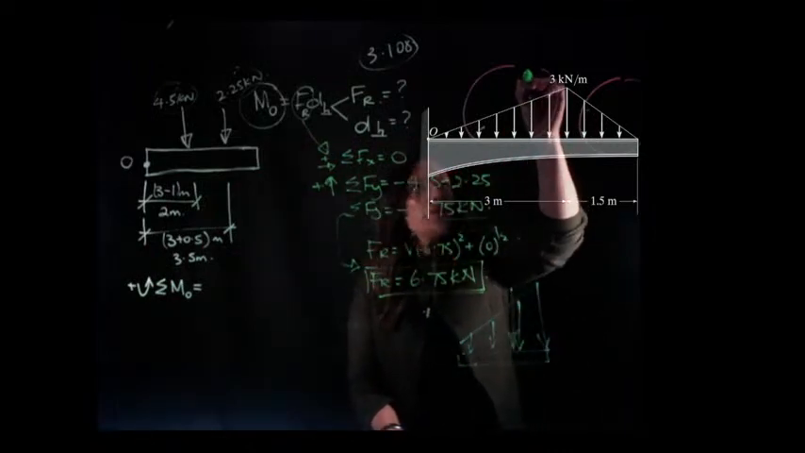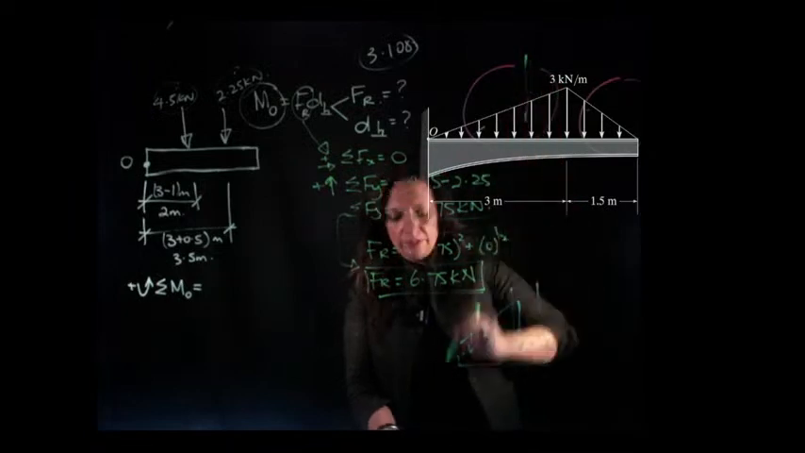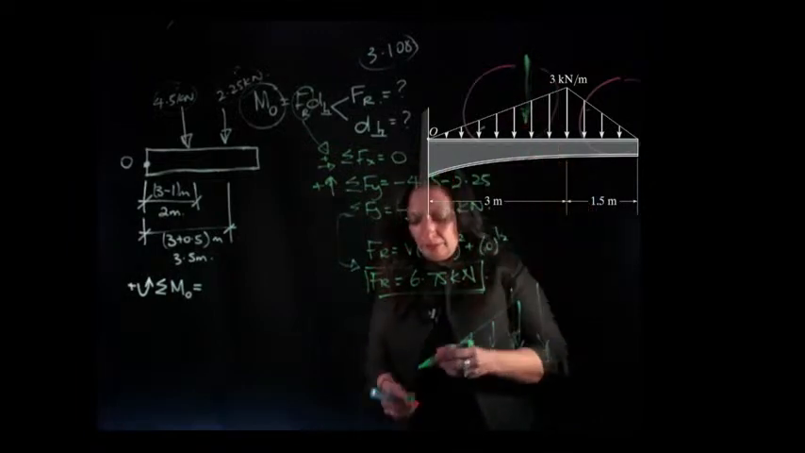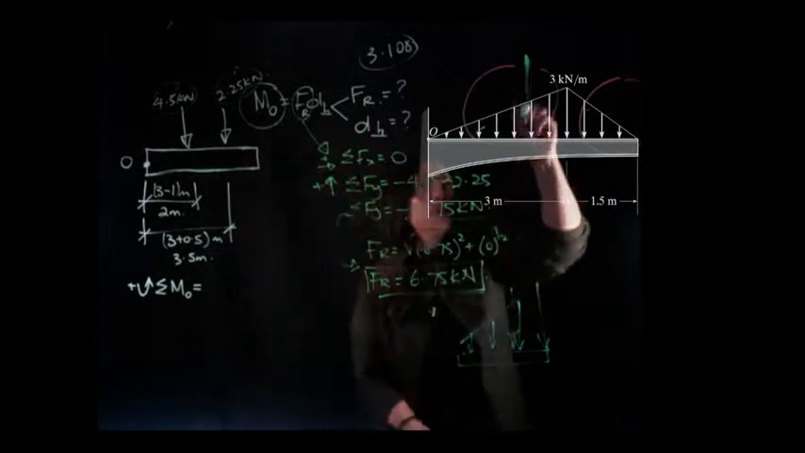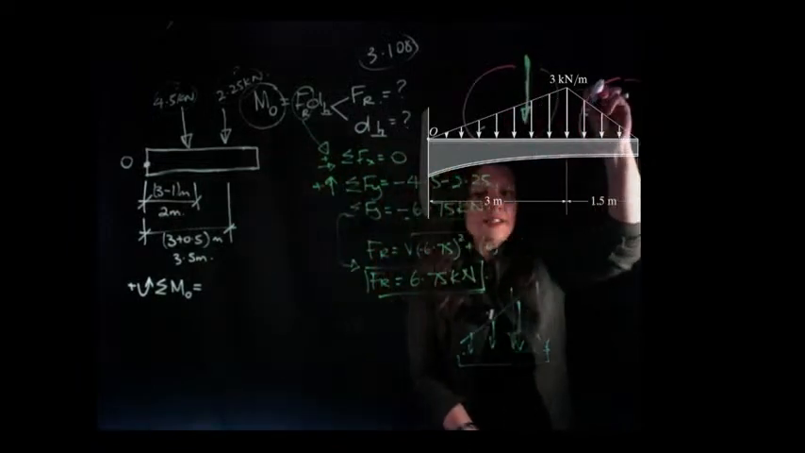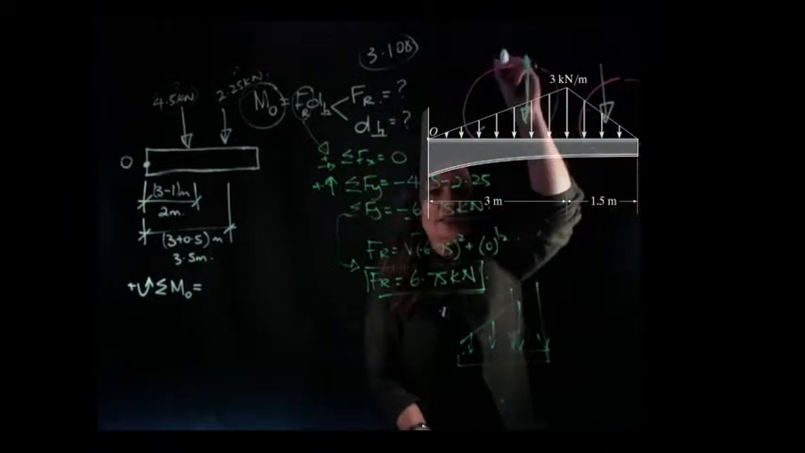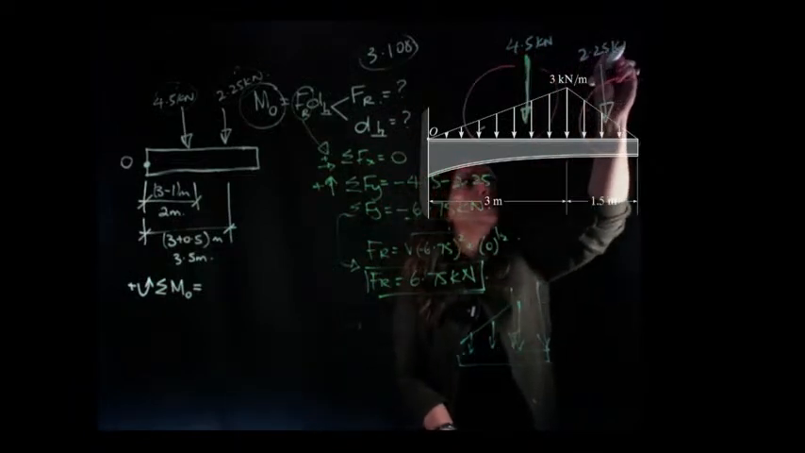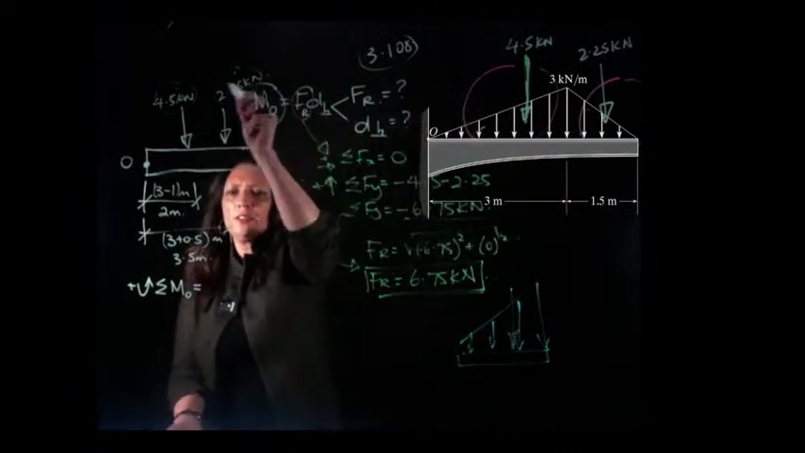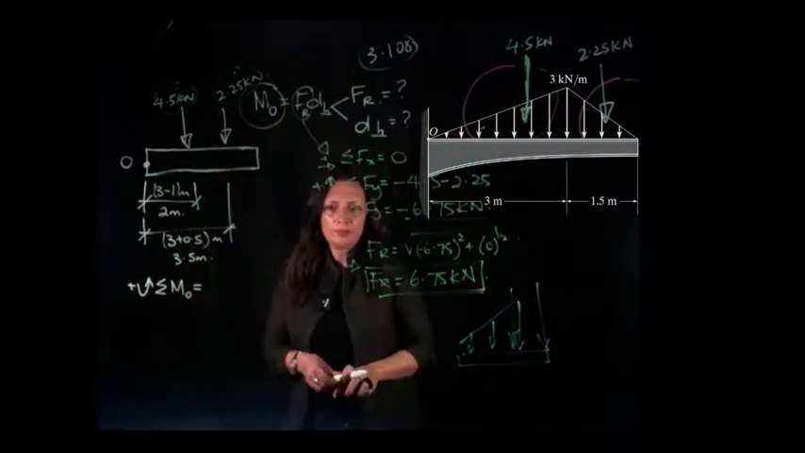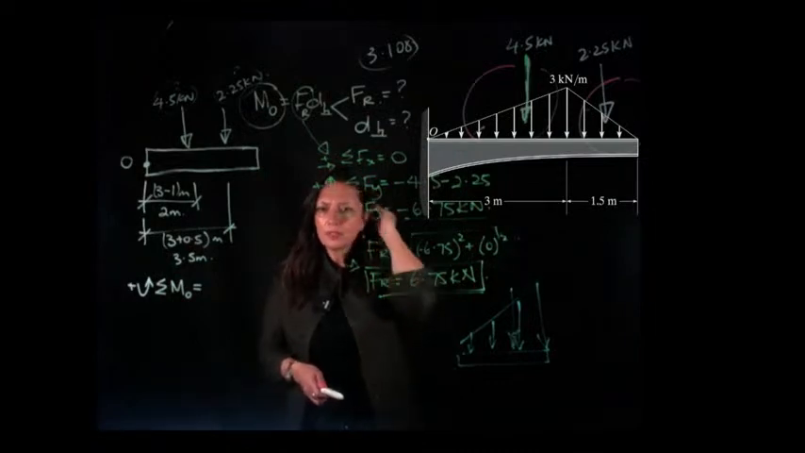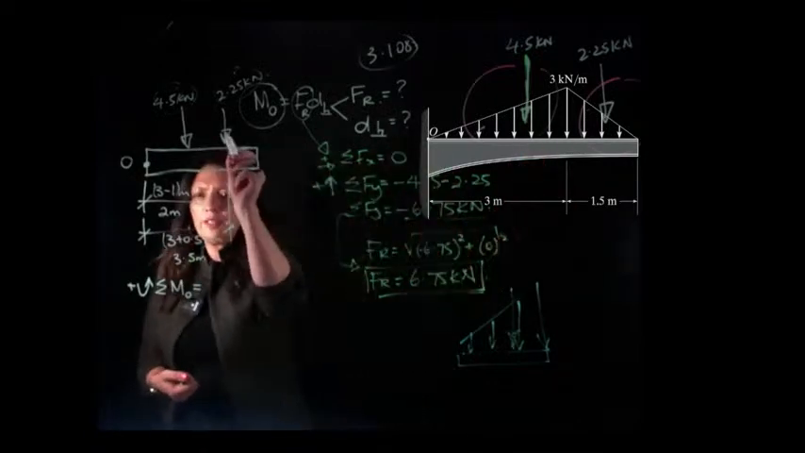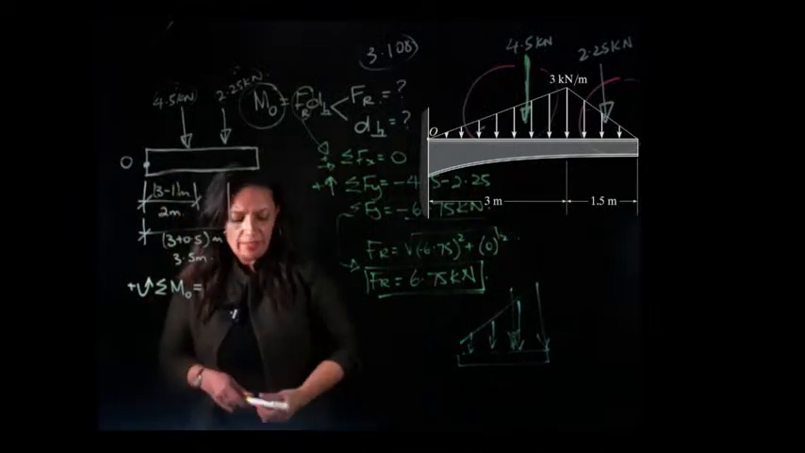Let's see if I can draw this. I'm going to have a load here, and a load here. And that's going to be my 4.5 kilonewtons, and that's going to be my 2.25 kilonewtons. So that's how this diagram relates to this diagram. Can you see that? So I've converted these two distributed loads into two single forces, which I've got over here. So now I can find the moments around A, 0.